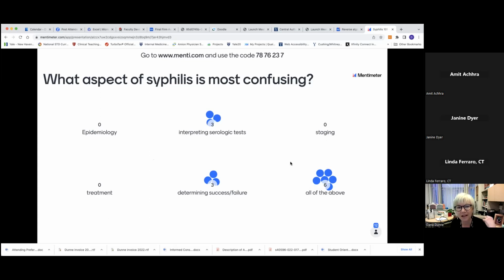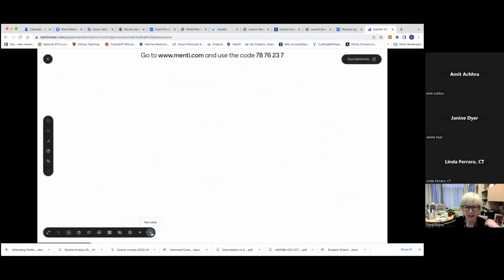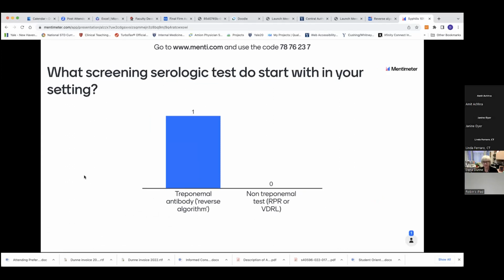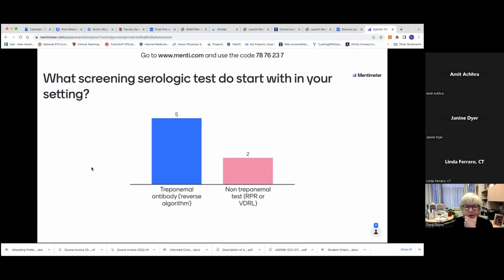So quite a few people, all of the above, maybe with a little bit of hovering around determining success and failure. The other thing that's going to help me know how to spend some of my time is just tell me, in your clinical site, what serologic test do you start with in your setting for screening for syphilis? This will be useful to know how to walk us through some of the testing. So there's 50 some odd of you on, so maybe some of you are not doing the ordering for the blood testing to respond, but still some using the non-treponemal test and some using the treponemal test to start with.